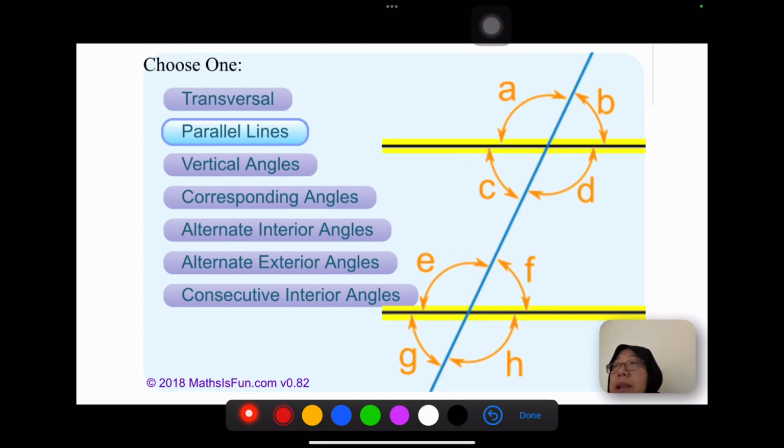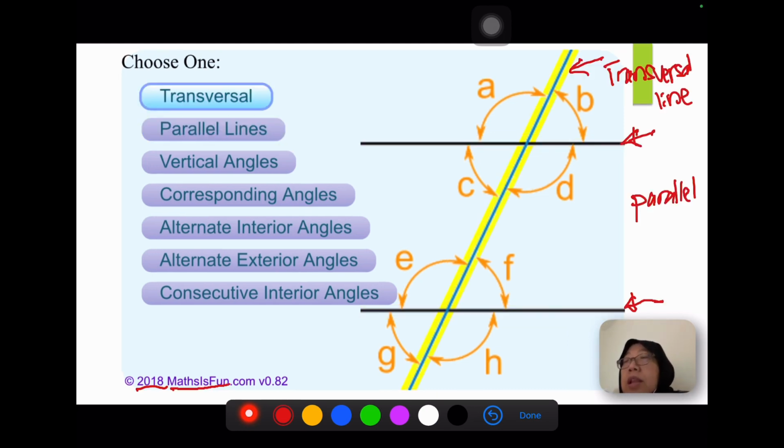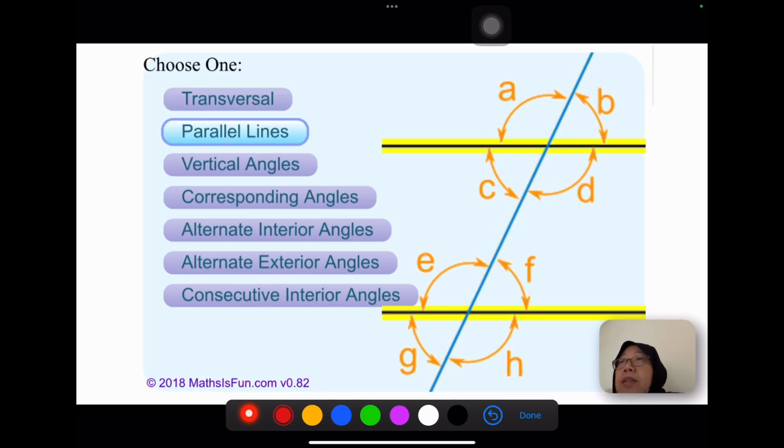The transversal line is highlighted in yellow, so you can see that that's the transversal line. And these are the parallel lines, also highlighted in yellow.